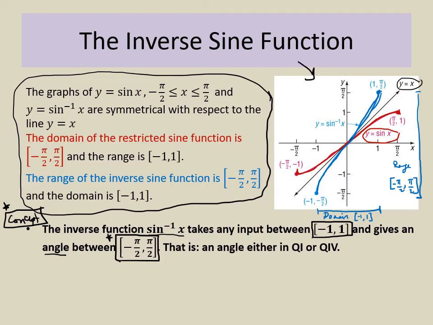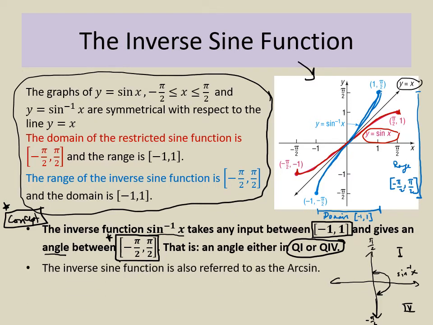Now, where are these angles? So if I have my coordinates right here, where is negative pi over 2? Right there. This is negative pi over 2. And where's positive pi over 2? Right there. So this is the only area where the inverse function is defined. So that is quadrant 1 and quadrant 4 only. Okay, so the inverse sine function is only defined in Q1 and in Q4. That's an important concept.